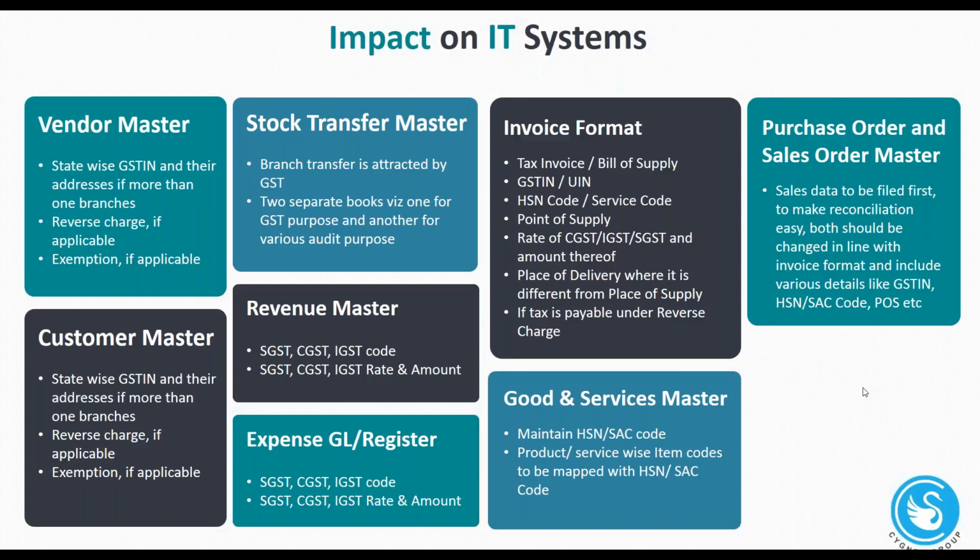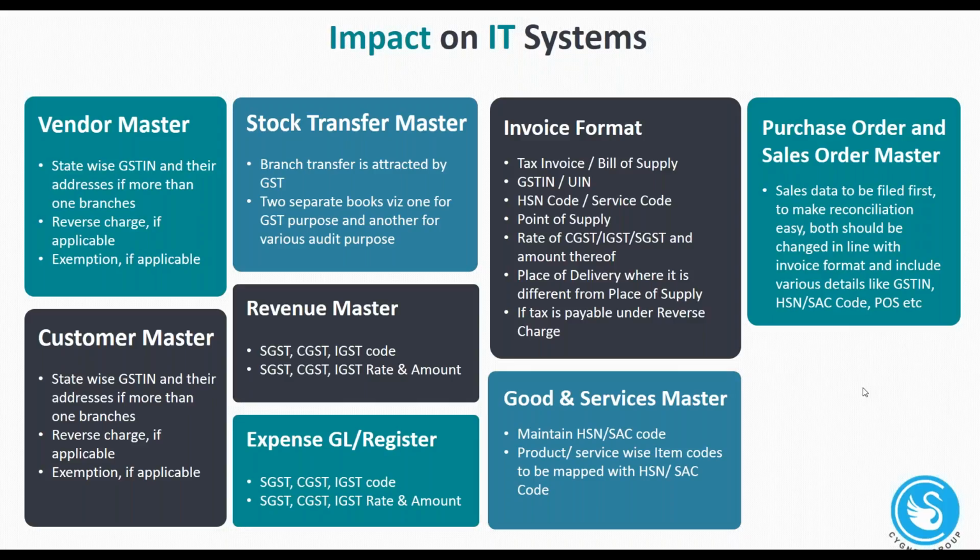Next is customer master. It is very important: state-wise GSTIN and their address if more than one branch. Then reverse charge if applicable, we need to mention that, and exemptions if applicable, we need to mention that. Revenue master: there are going to be four accounts under GST: SGST, CGST, IGST, and now a new one, UTGST. We need to maintain that revenue master also. And expense or GL register, again four expense and GL registers.